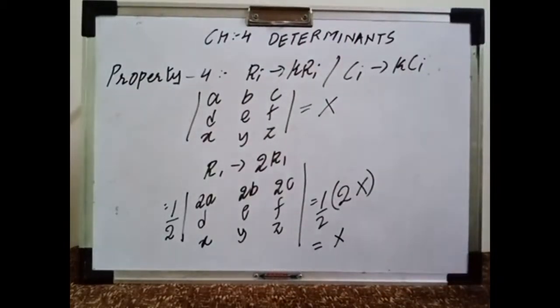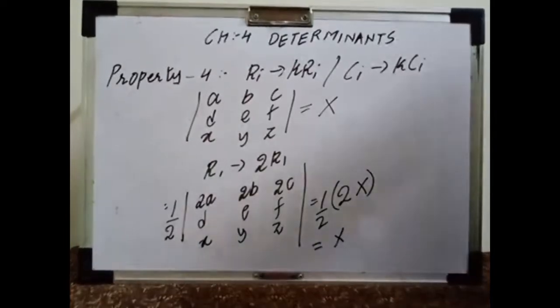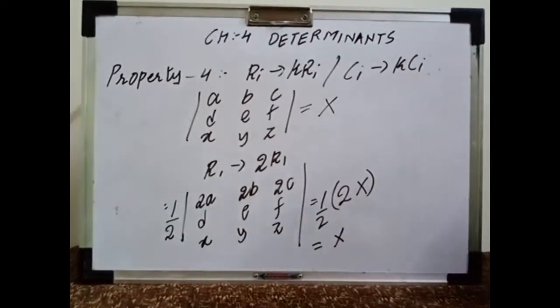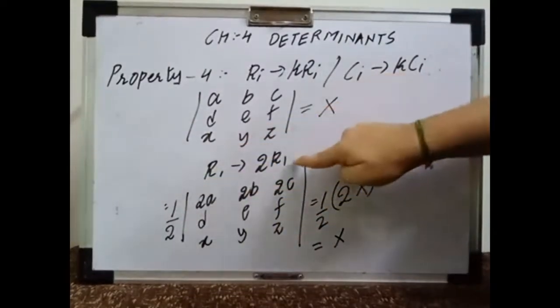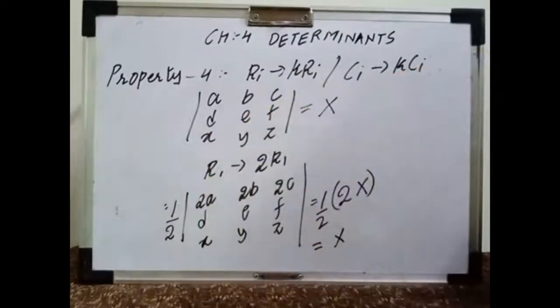So what's the counterbalance? If you are multiplying any row or any column by a constant number, then you divide by that constant number outside. And if you are dividing any row or column by a constant number, then you multiply that number outside the determinant. You have to do the opposite process. If I am multiplying, then you divide. If I am dividing over here, then you multiply.